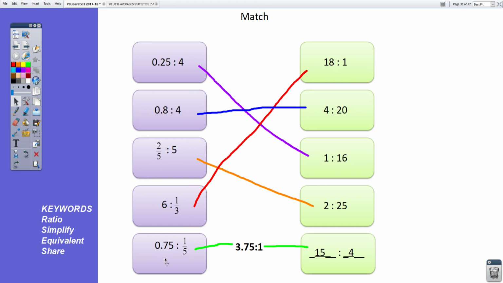Even just this bottom one here, which has to be done in 2 stages. Firstly, we get rid of the 5 on the bottom by multiplying this by 5, 3.75 to 1. And then we've got to get rid of the 0.75, and the smallest number we can multiply this by is 4 to give us 15. And 1 times 4 is 4, so 15 to 4. Again, tricky.